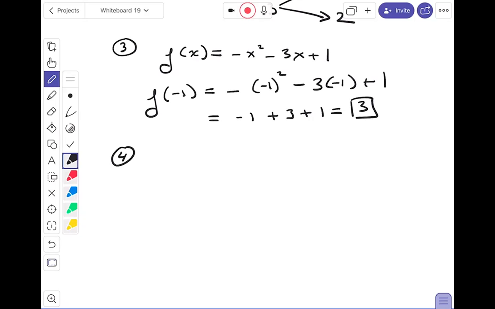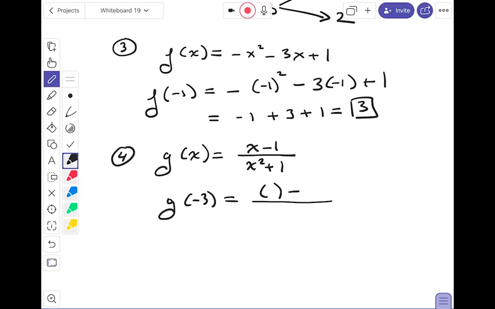And number 4, I'm reading it to you, is now g is a function of x. What is it? It's x minus 1 over x squared plus 1. What do they want me to do? G of minus 3. Again, what I recommend, especially if you're struggling with this, parenthesize the variable and then plug it in.